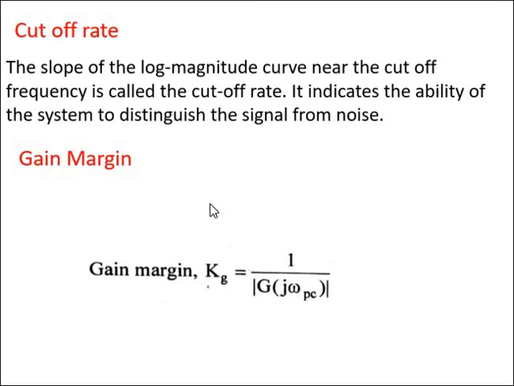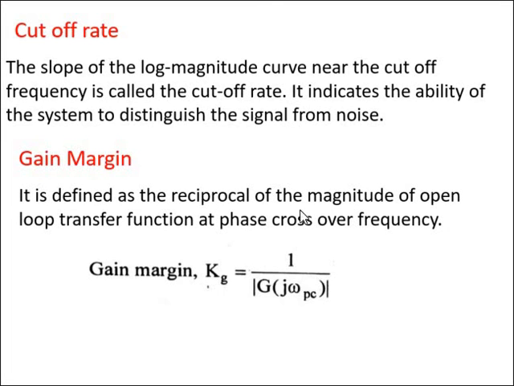Next one, gain margin. It is defined as the reciprocal of the magnitude of open loop transfer function at phase crossover frequency. Here one more definition is included in this one, that is phase crossover frequency. Gain margin, phase crossover frequency. So there is a relation between these two. Gain margin Kg is equal to, the definition says, the reciprocal of the magnitude of open loop transfer function. The open loop transfer function is G of j omega. The magnitude of open loop transfer function is mod G of j omega. Reciprocal means 1 by mod G of j omega.